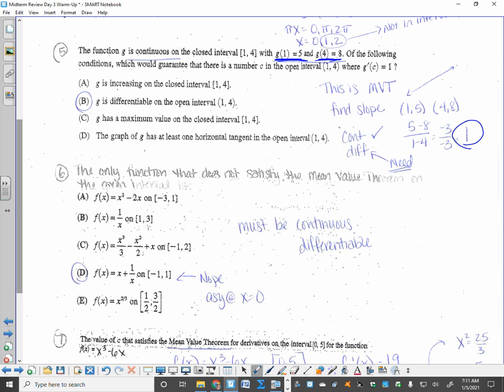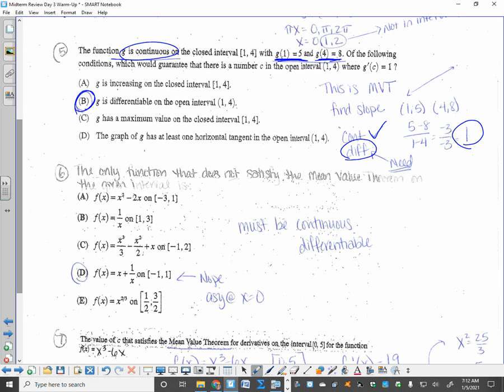Well, A says it has to be increasing. Well, it doesn't have to be increasing. G says it has to be differentiable. Yes, absolutely. It tells me that we're continuous. So I know I'm continuous, but it doesn't tell me that we're differentiable. And so that is something that I need. So again, that was one where I didn't need to write that stuff out off to the side. If I had read a little bit more closely, it's just talking about the conditions. It's not getting me to try to find an actual value.